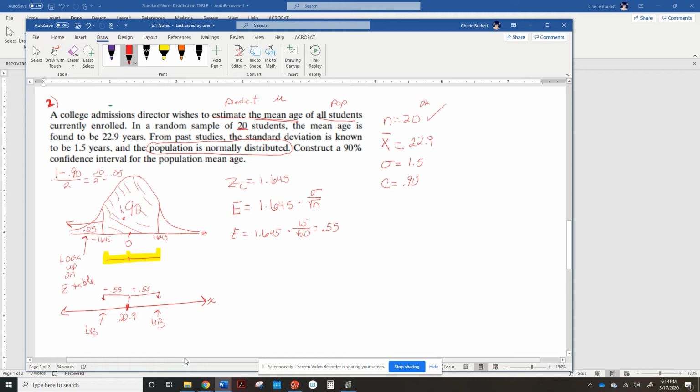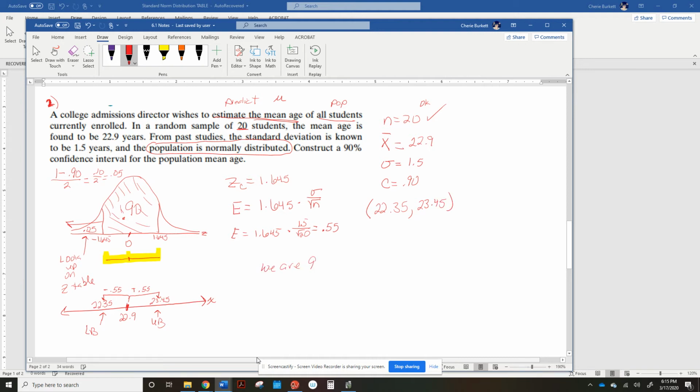So 22.9 minus 0.55, that's 22.35. And 22.9 plus 0.55, that's 23.45. So for a 90% confidence interval, our interval is 22.35 and 23.45. Remember what this means?